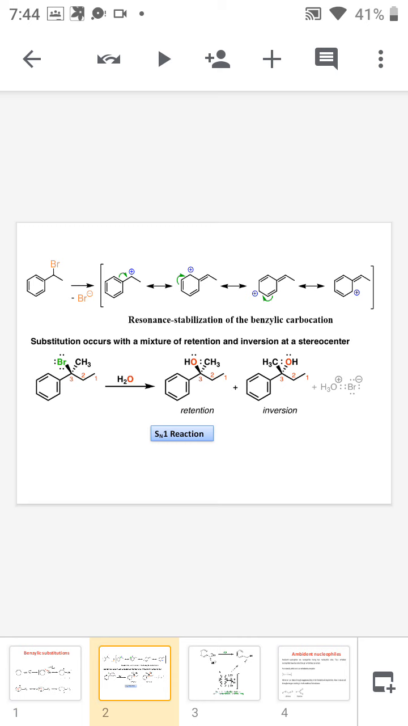So the Br is liberated from the benzylic group as Br minus. So the reaction center becomes a benzylic carbocation, and the nucleophile can attack the benzylic carbon atom either from the top face or from the bottom face. So we will get 2 products. So the reaction mixture is a racemic mixture in the case of the SN1 reaction.